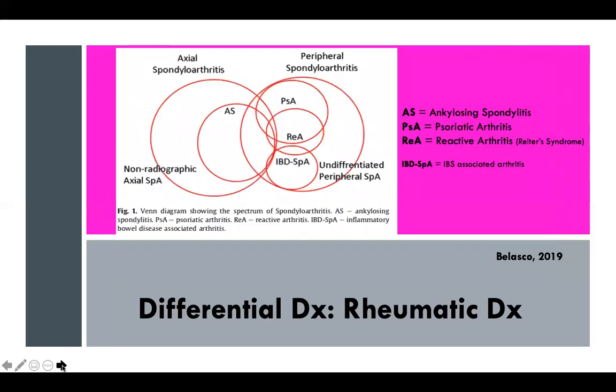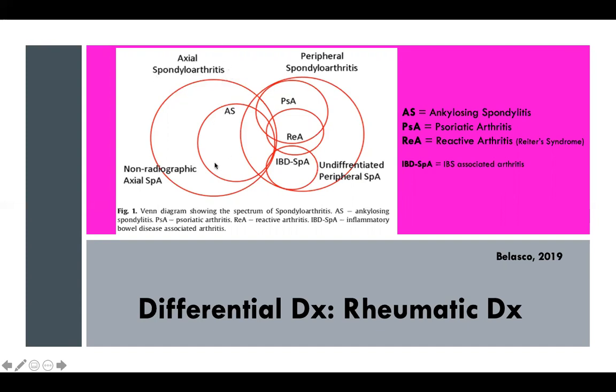This is, like I mentioned before, the umbrella Venn diagram representation of some of these spondyloarthropathies. So there are some that are more axial or affect the spine preferentially.